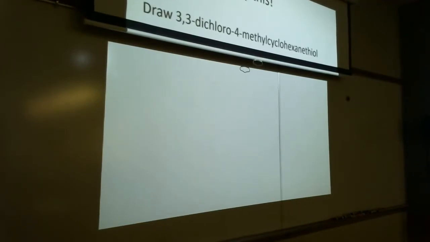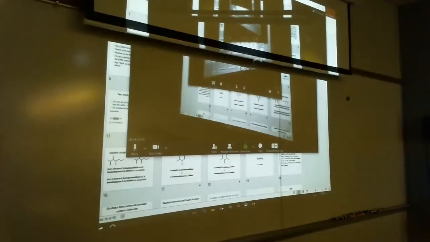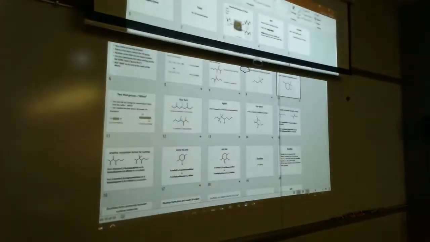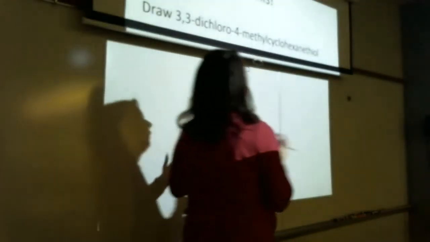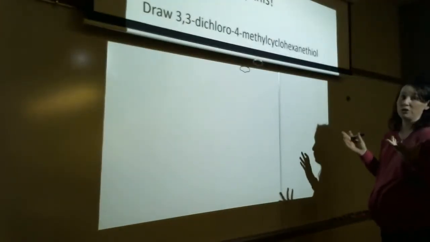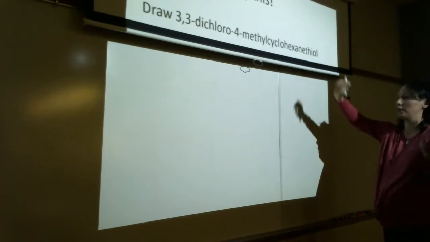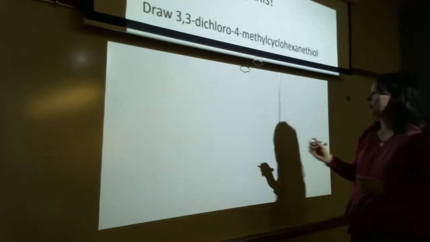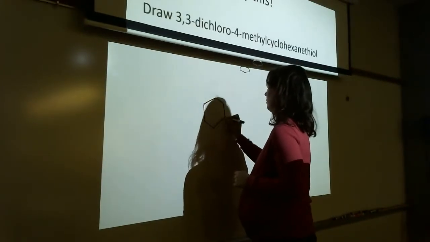3,3-dichloro-4-methyl-cyclohexane thiol. All right, now when we have it in a ring, which functional group, well, there's only one functional group in here, right? Because the chlorine and methyl aren't functional groups. So there's only one functional group that we're dealing with, right? And so it's going to be what default number? Number 1, right? So cyclohexane would be a 6-membered ring.